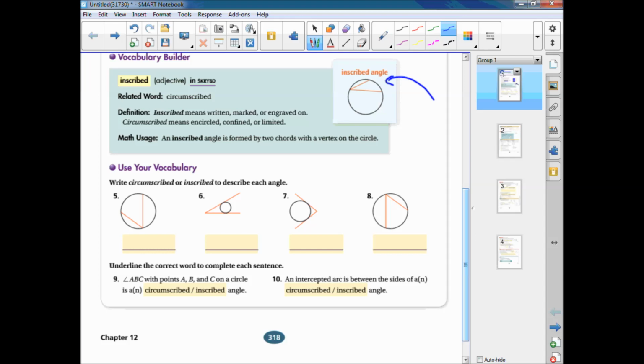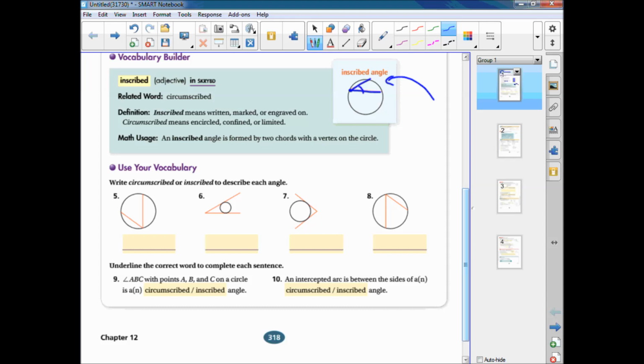Our definition is inscribed means written, marked, or engraved on, and circumscribed means encircled, confined, or limited. So an inscribed angle is formed by two chords with a vertex on the circle. So we have two chords and they have a shared endpoint on the circle, and then they make an inscribed angle. So the angle formed is this angle.